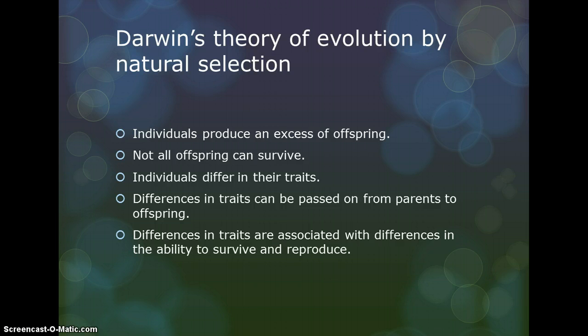The individuals produced are going to differ in their traits. Some will have traits that are more favorable than others, and differences in the traits can be passed on from parents to offspring. Differences in traits are associated with differences in the ability to survive and reproduce. Again, this is just that main idea where those individuals with the favorable traits will be the ones to reach maturity, have offspring, and pass those traits on to the offspring.